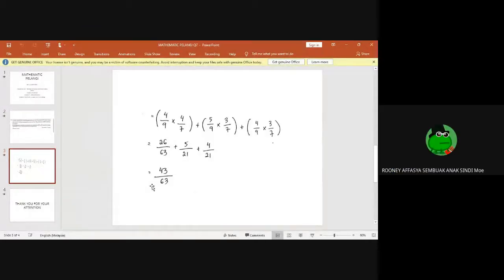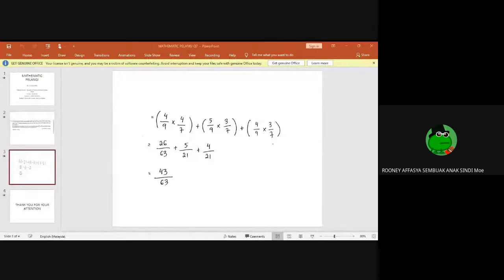So the 4/9 we multiply with 4/7, plus 5/9 multiply with 3/7, plus 4/9 multiply with 3/7, and equal to 16/63 plus 5/21 plus 4/21, and the answer is 43/63.